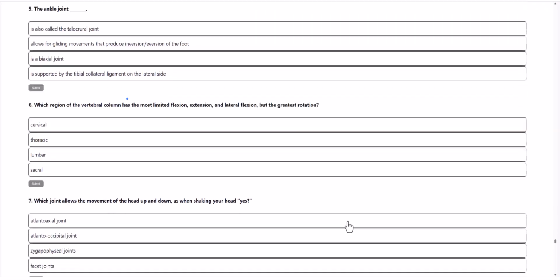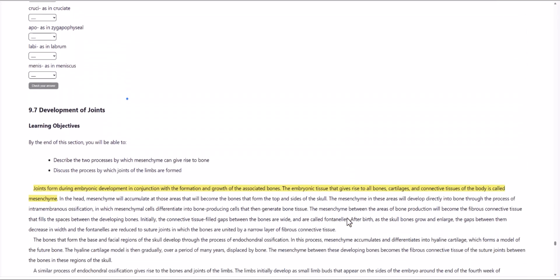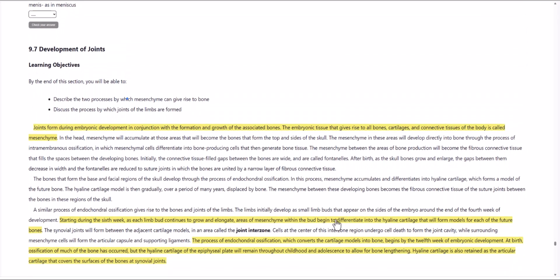Answer those questions, and then there's just a couple paragraphs here about where joints come from. Recall, your joints are formed during embryological development. They are being formed in conjunction with your bones, and the embryological tissue that gives rise to all your bones, your cartilage, your connective tissues, recall, is the mesenchyme. And the mesenchyme is, even before that, derived from the mesoderm, right, the middle layer of the early embryo.